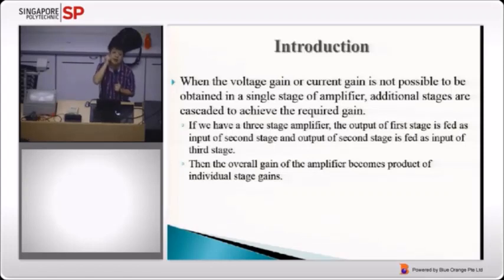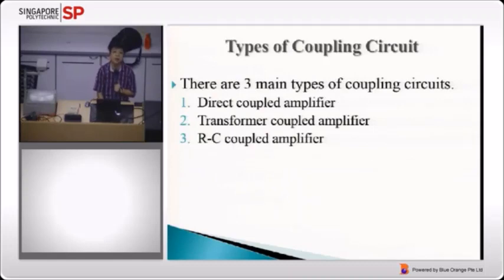When we amplify again, it's not called single stage amplification. It's called multi-stage amplification. We use multi-stage to help us achieve the gain that we want, which we can't achieve using a single stage amplifier. Now we're going to talk about the methods that we can use to link up the individual stages of the amplifier. We're going to talk about three types of methods.